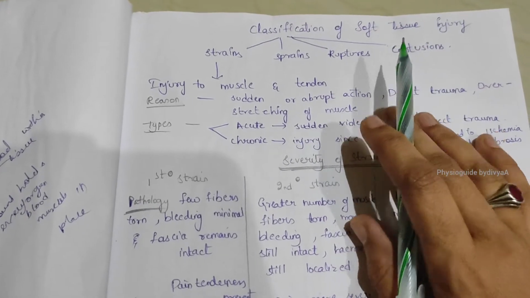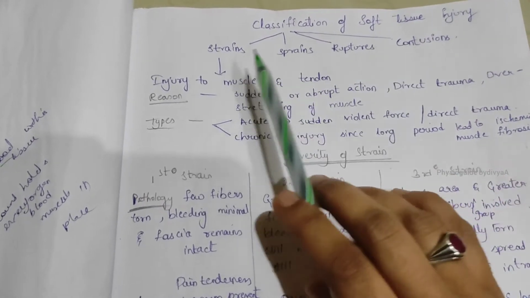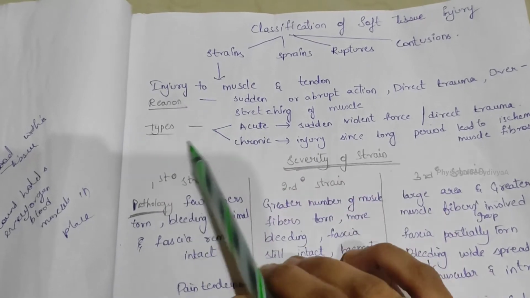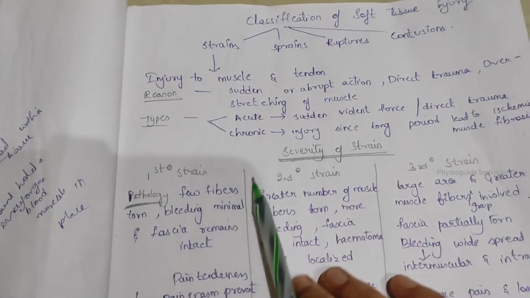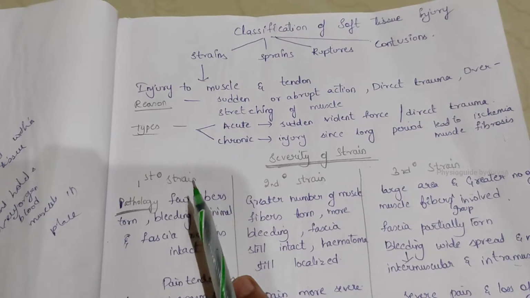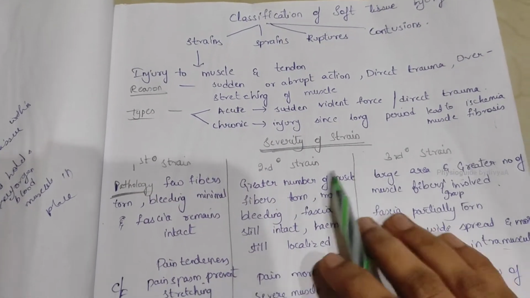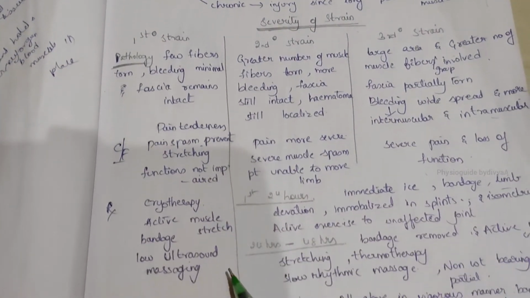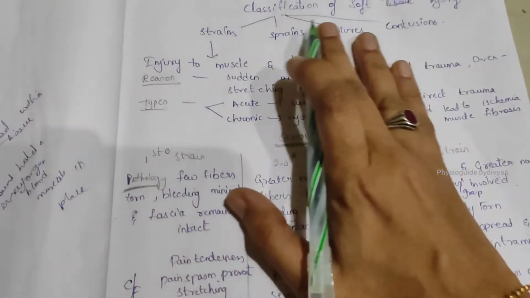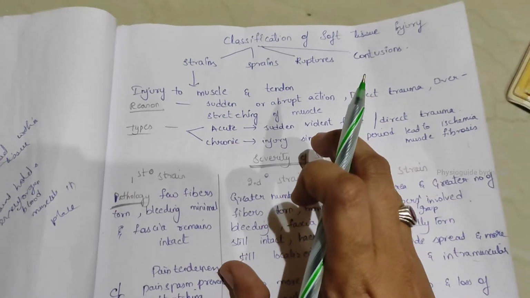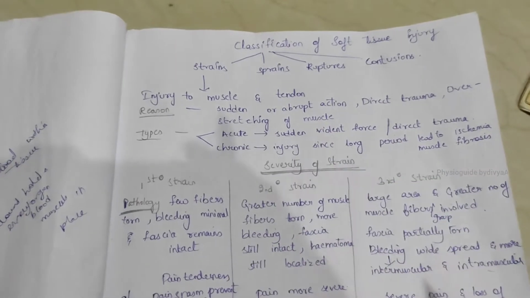In this video I am going to explain clearly about classification of strains: what a strain is, and the severity, the degrees: first degree, second degree, third degree, and fourth degree, and the clinical features and treatment. I'm going to explain clearly so you can understand this topic. So let's start our video.